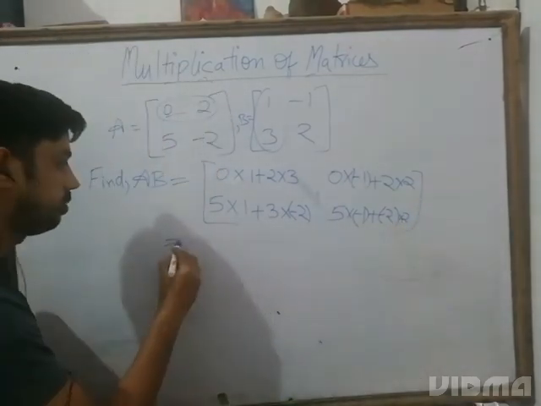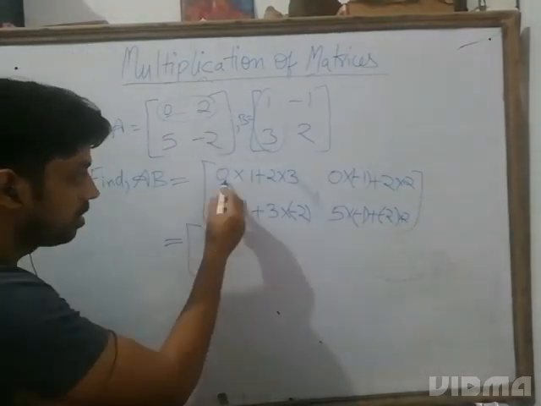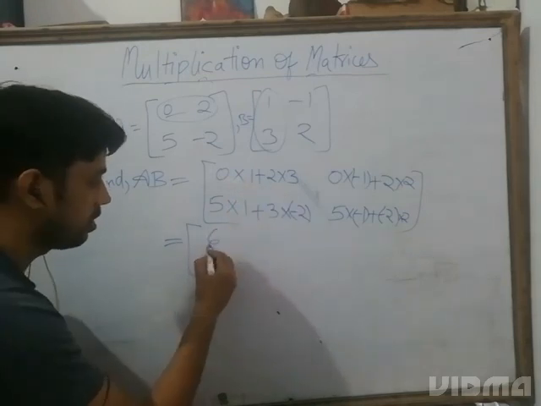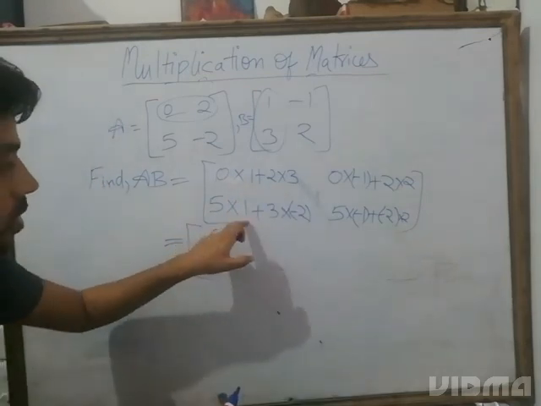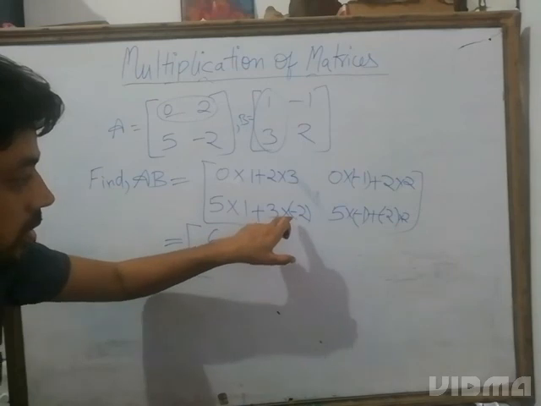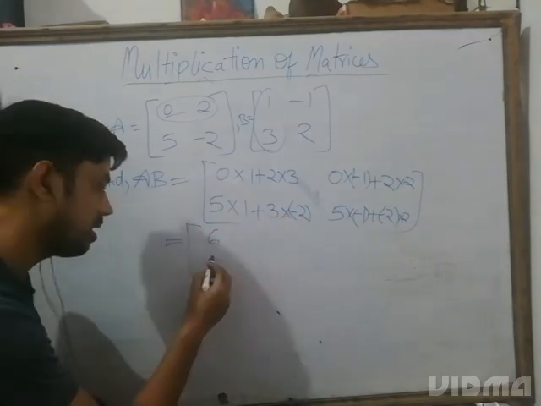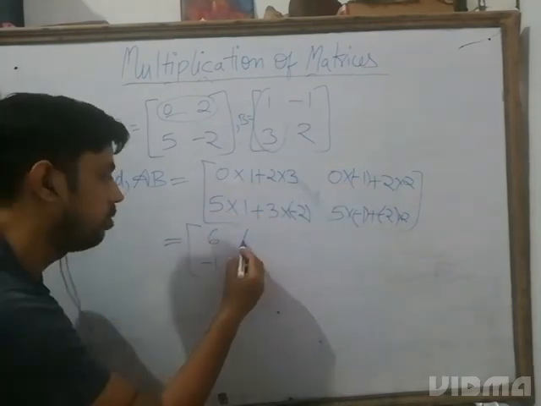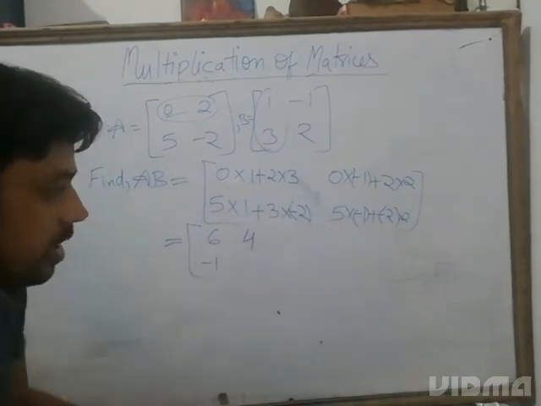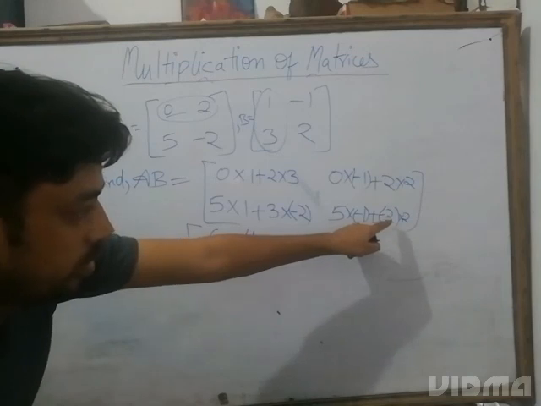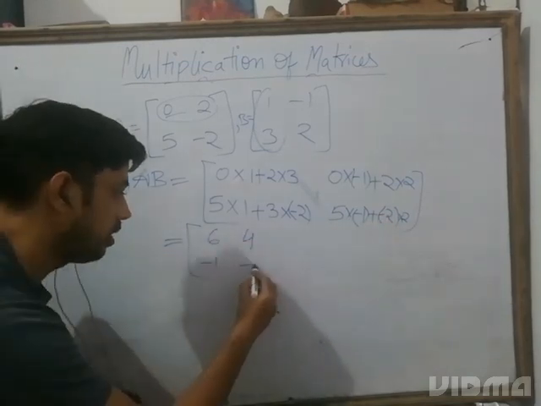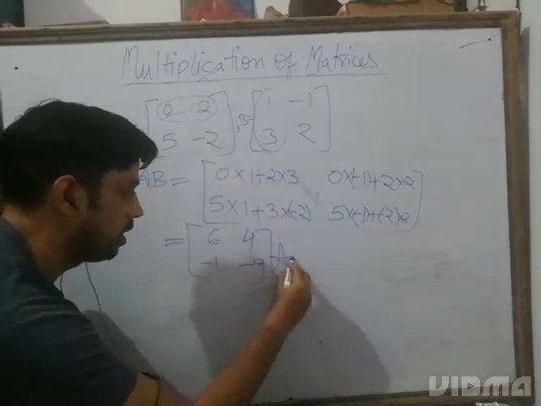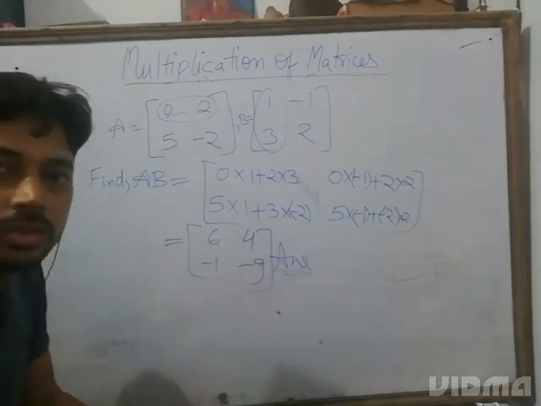So what will be the resulting matrix? 0 into 1 is 0 and 2 into 3 is 6, so this will be 6. 5 into 1 is 5 and 3 into minus 2 is minus 6, so 5 minus 6 is minus 1. 0 into minus 1 is 0 and 2 into 2 is 4. 5 into minus 1 is minus 5 and 3 into minus 2 is minus 6, so the result will be minus 9. This is the resulting matrix. This is the answer.